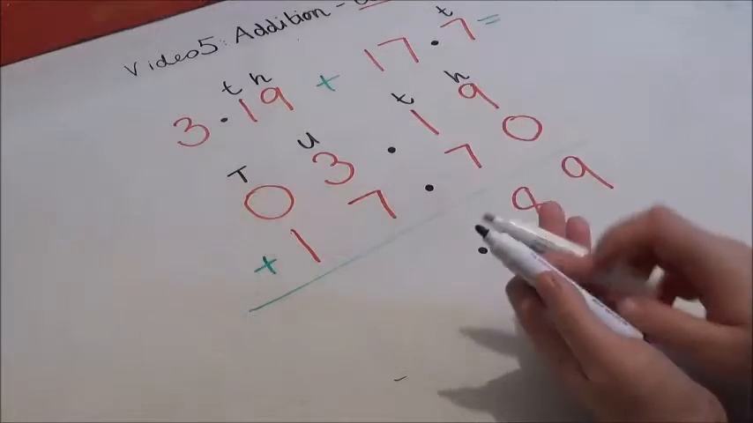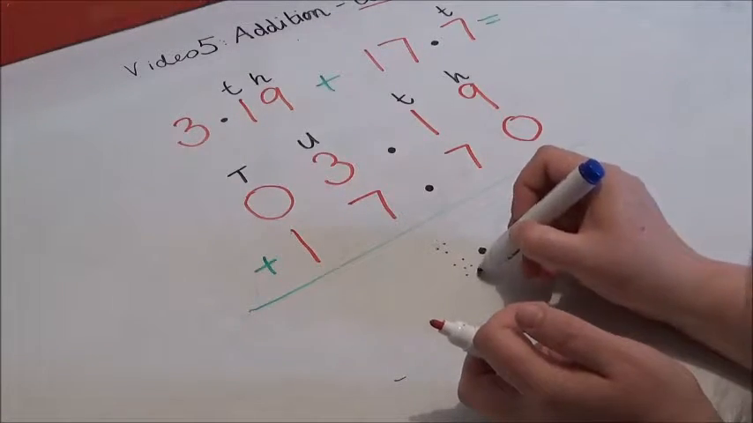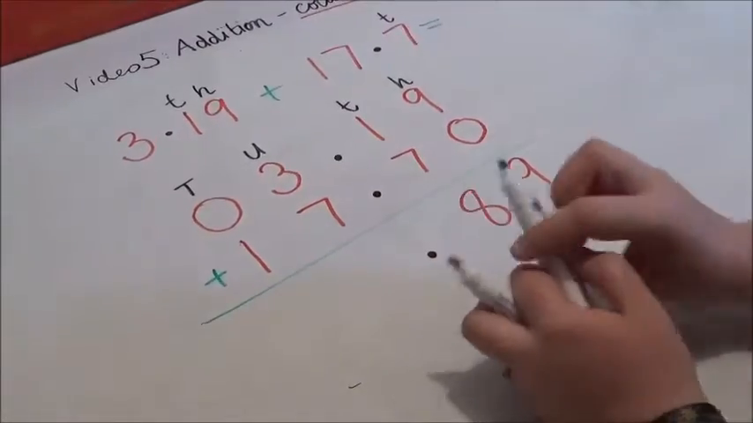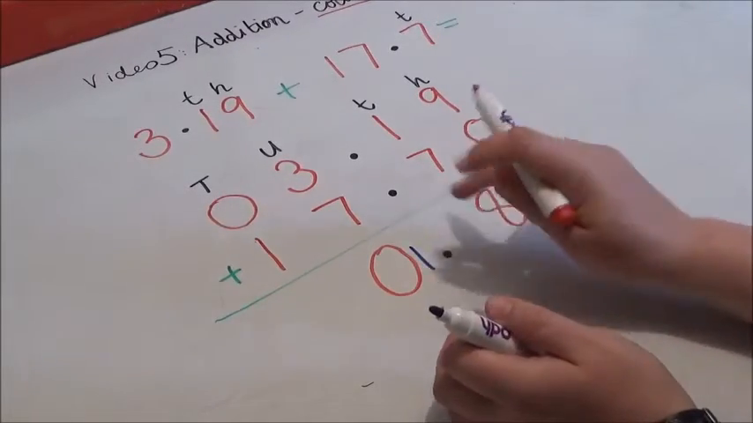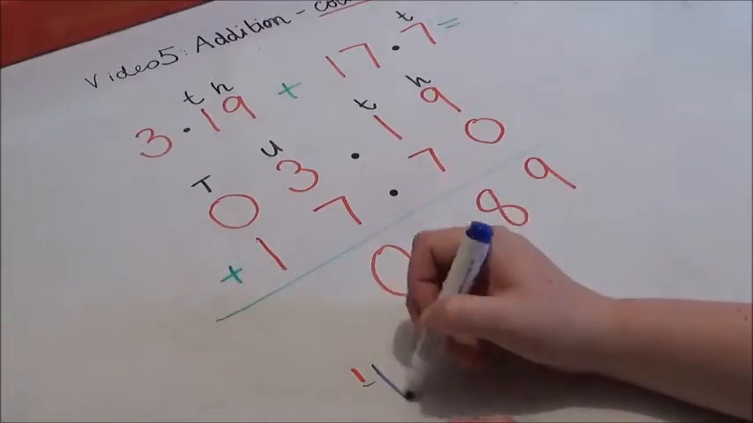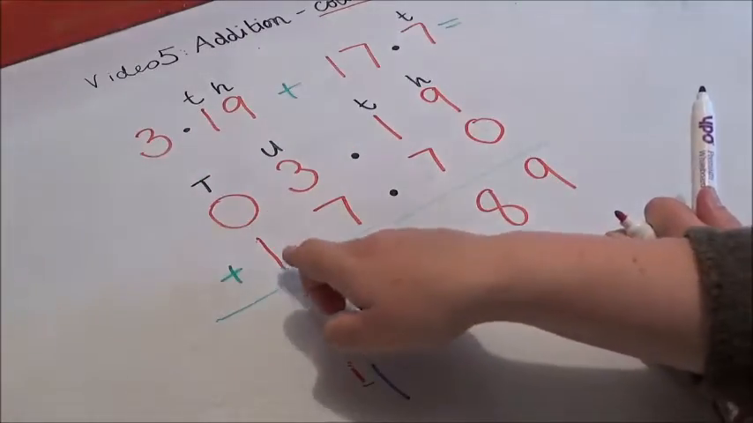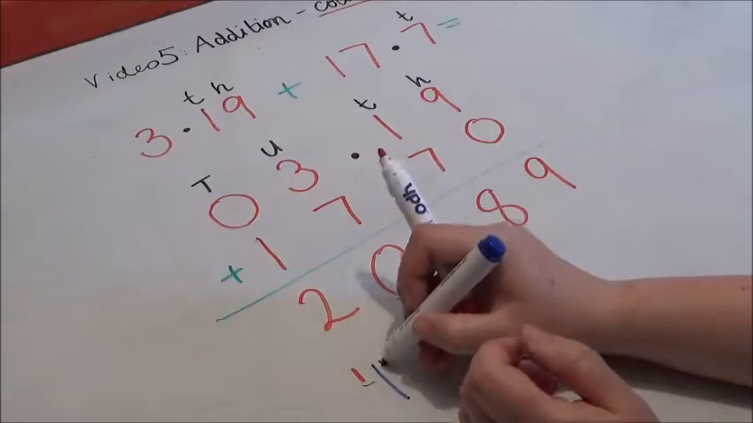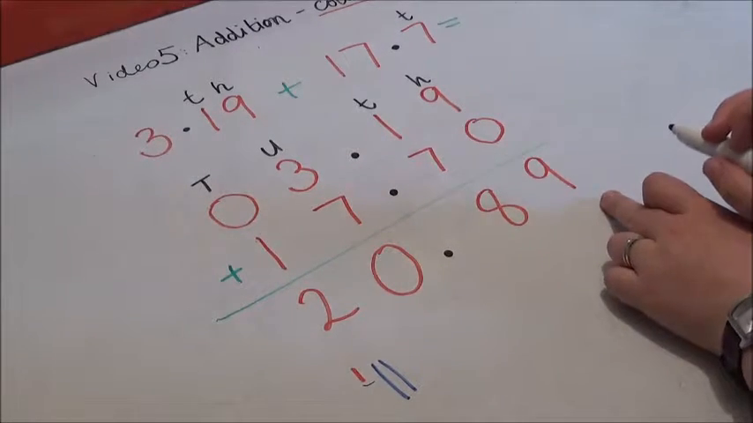Here, 3 units, add 7 units. We already know that that's going to make 10 because we know that 3 add 7 is 10. So we're going to have no units there. I'm going to carry this 10 underneath here to say actually that needs to go into this column here. 0 tens add 1 ten add 1 ten is the same as 2 tens. So our answer here is 20.89.